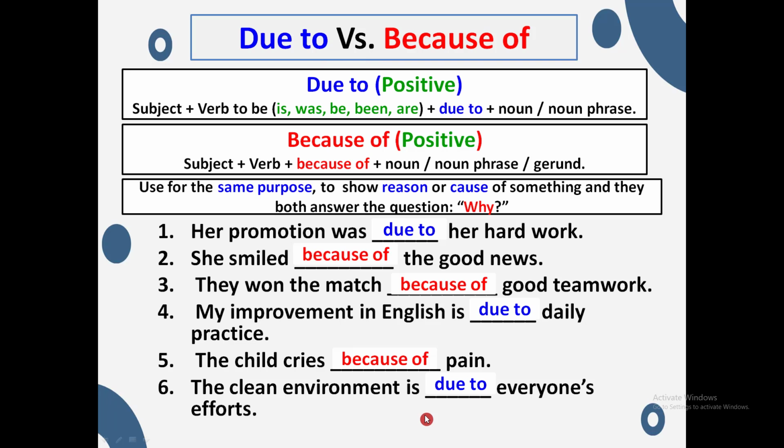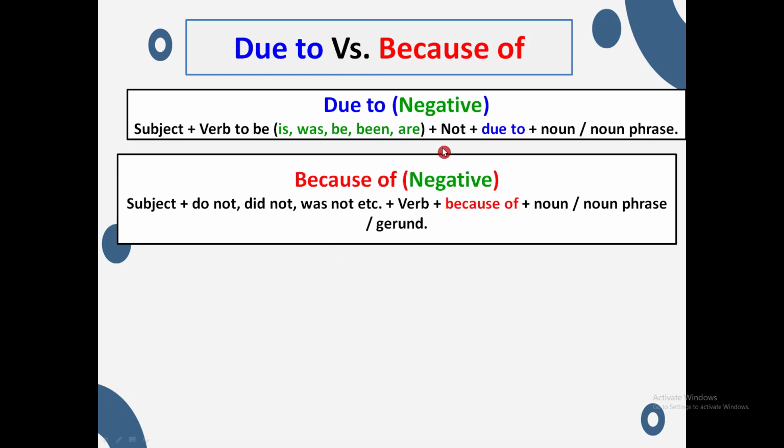Let's go ahead. Negative. For negative we follow subject, verb to be, not, due to, noun or noun phrase. And for because of we follow subject, do not, did not, was not, etc., then main verb, because of, noun, noun phrase or gerund.